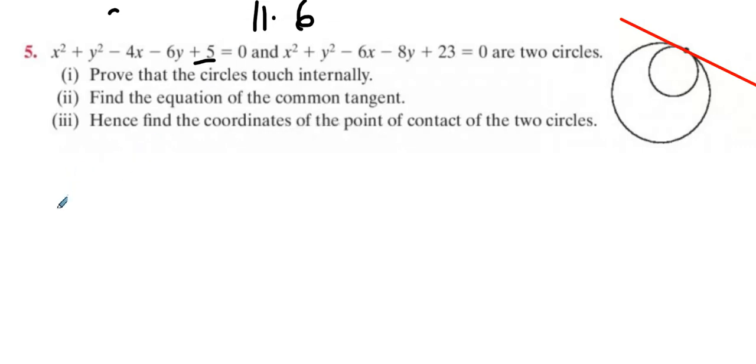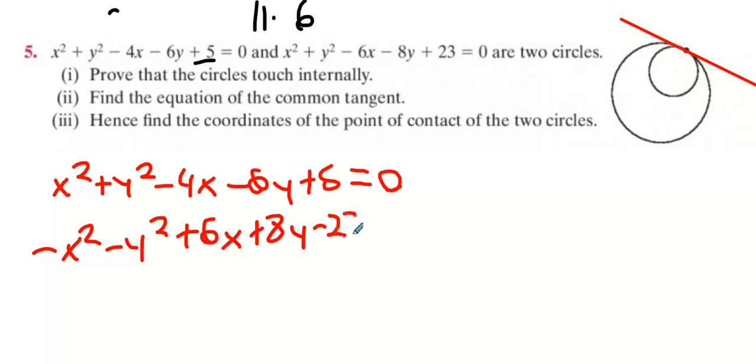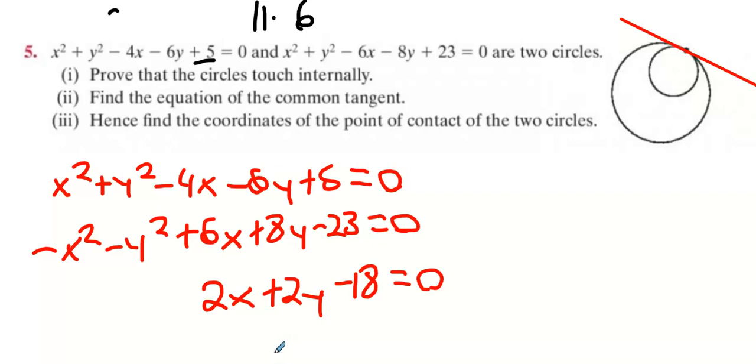So I'm going to write this one here. And then I'm just going to minus the other one directly underneath it. And lo and behold, my common tangent would be, anybody? 2x, yeah? 2y minus 18 equals 0. Divide both sides by 2. x plus y minus 9 equals 0. Okay with that? That is the equation of the common tangent.